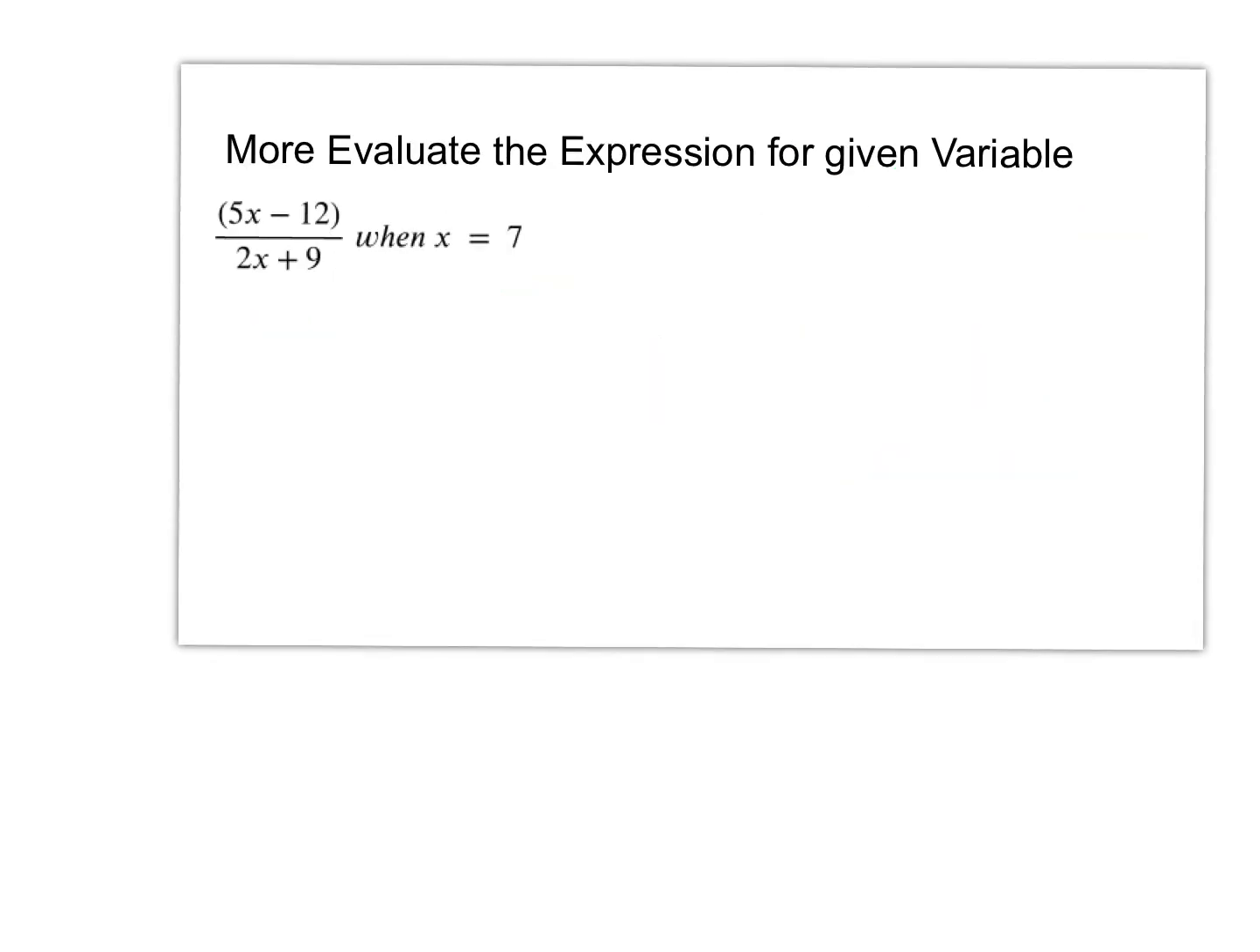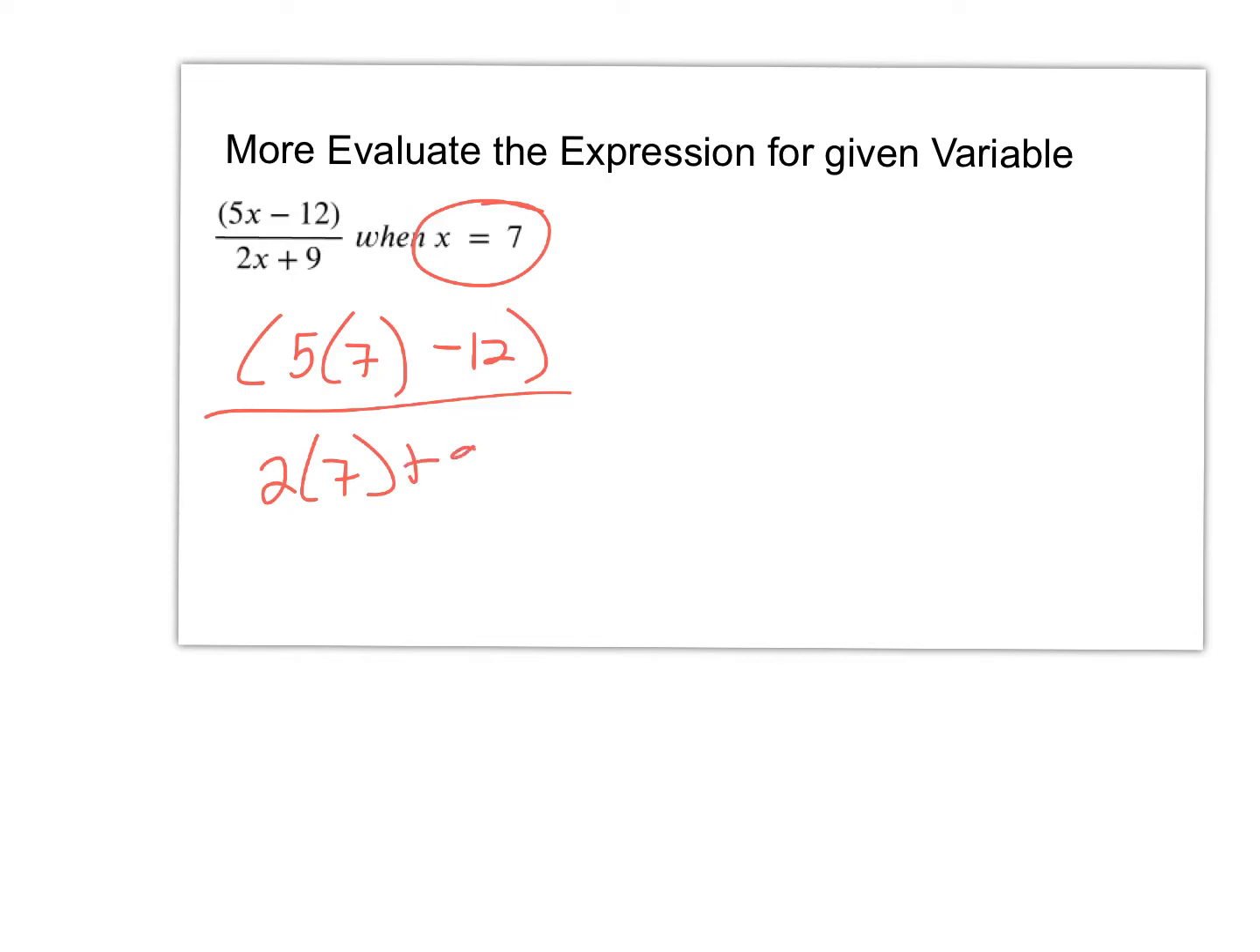Taking a look at something like this with fractions, the first thing we do, again, is put the 7 in for the x's. So on the top, we're going to have 5 times 7 minus 12. And on the bottom, we're going to have 2 times 7 plus 9. Okay? So now we're going to multiply the top. That's going to be 35 minus 12. And on the bottom, 7 times 2 is 14 plus 9.